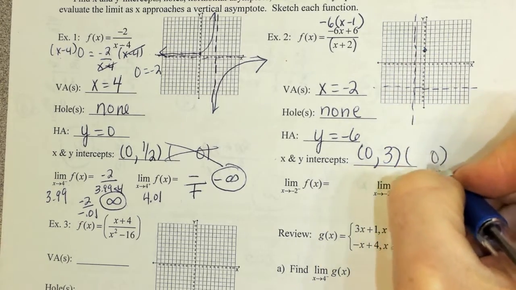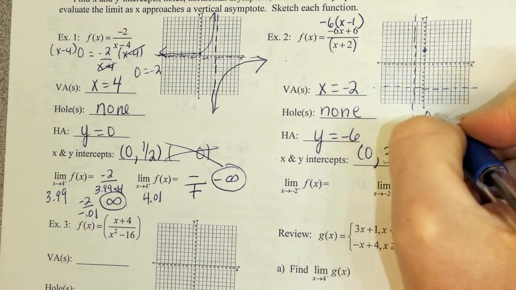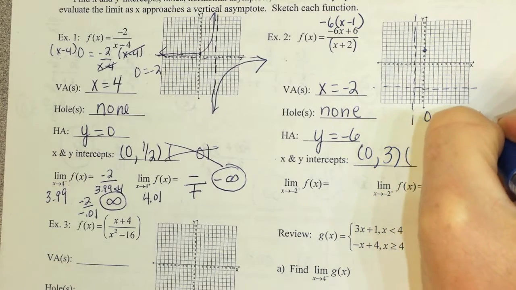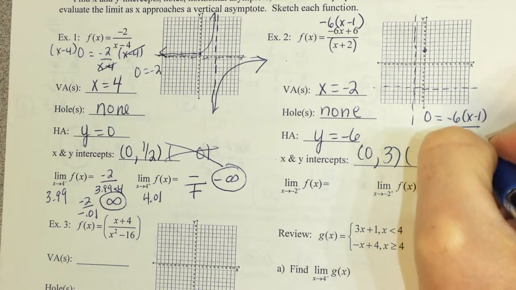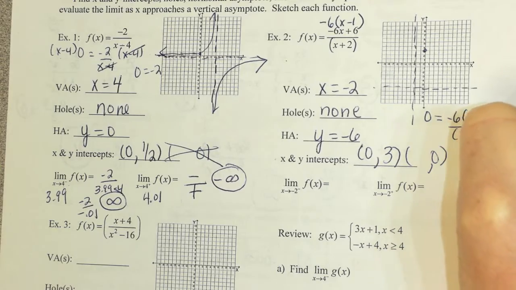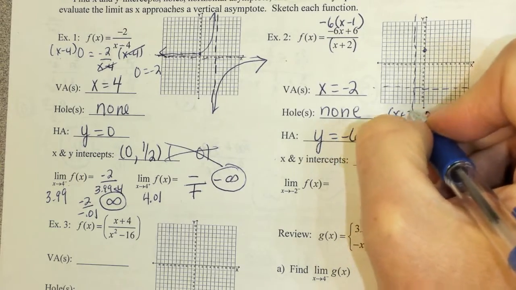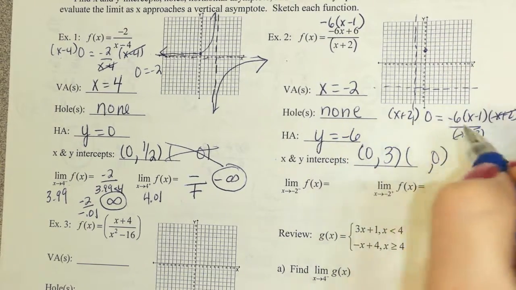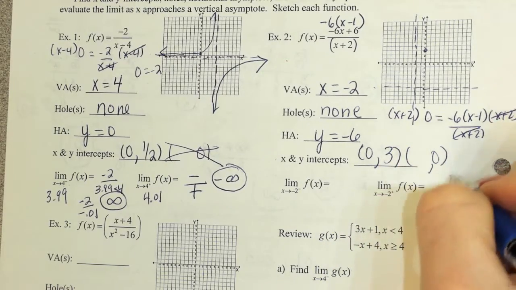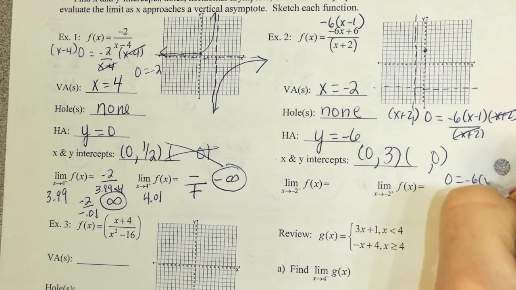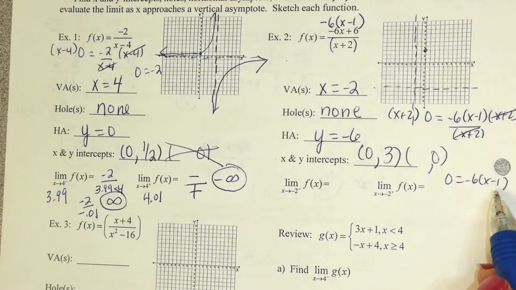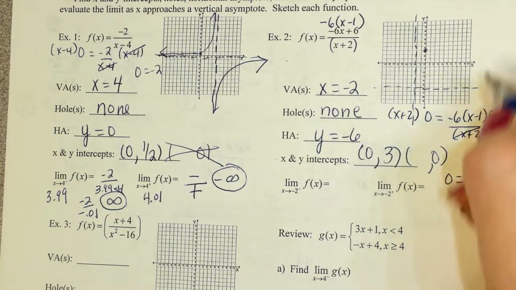I'm going to plug in 0 for y. So when I plug in 0 for y, I've got this. I'm going to use my factored form because I'm thinking ahead that that's going to be easier. I multiply both sides by x plus 2. So anything times 0 is 0. And so what's that going to be then? What makes that equal 0? 1.